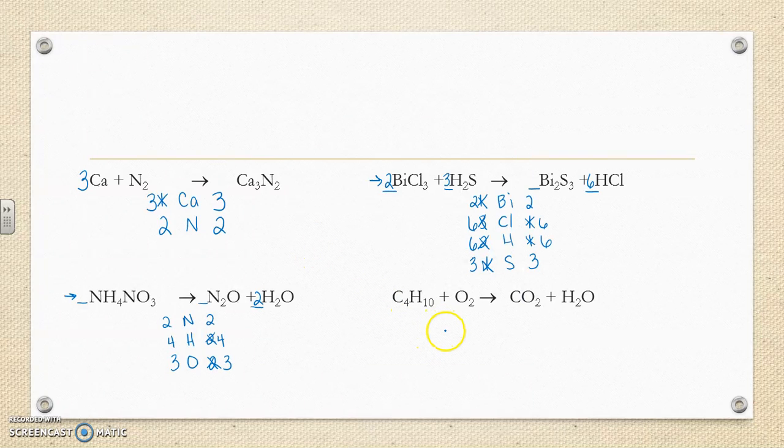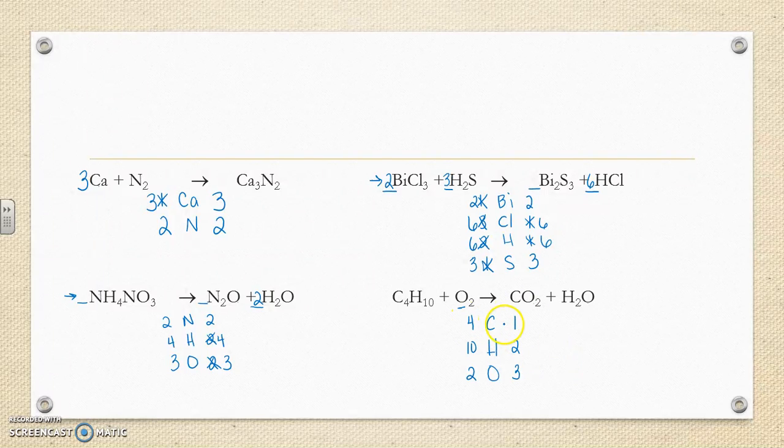All right, I'm going to do this one with you. This is a combustion reaction. We know it's a combustion reaction because oxygen is a reactant. It makes carbon dioxide and water on the product side. So we're going to break this up into carbons, hydrogens, and oxygen. We have 4 carbons, 10 hydrogens, and 2 oxygens. On the other side, we have 1 carbon, 2 hydrogens, and a total of 3 oxygens.